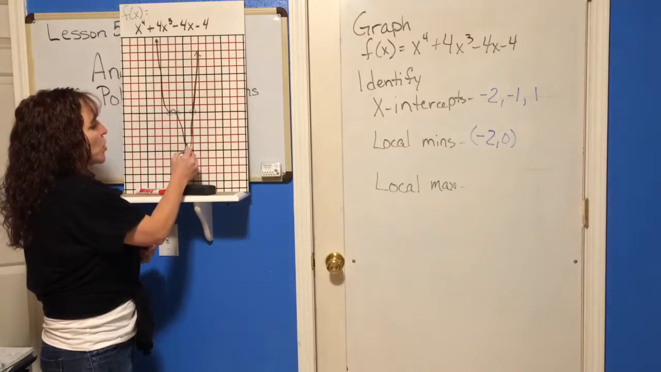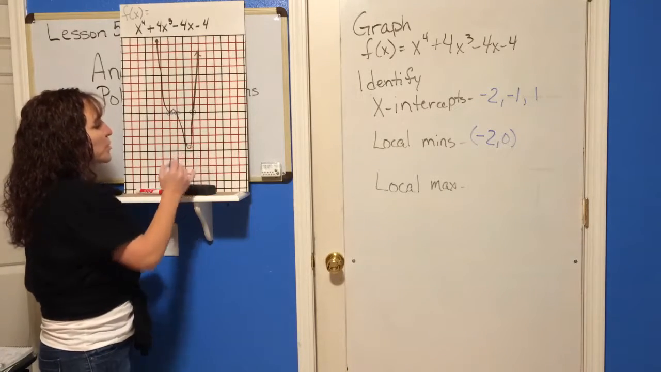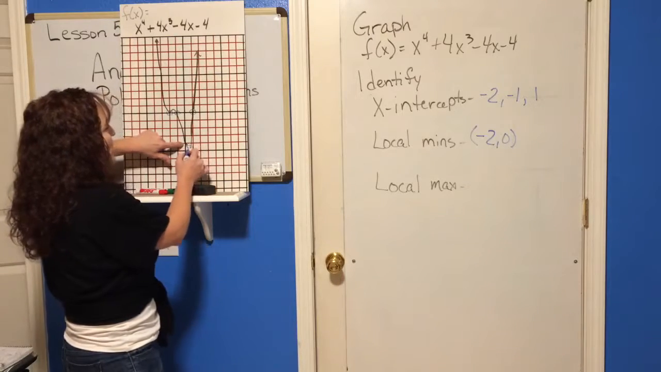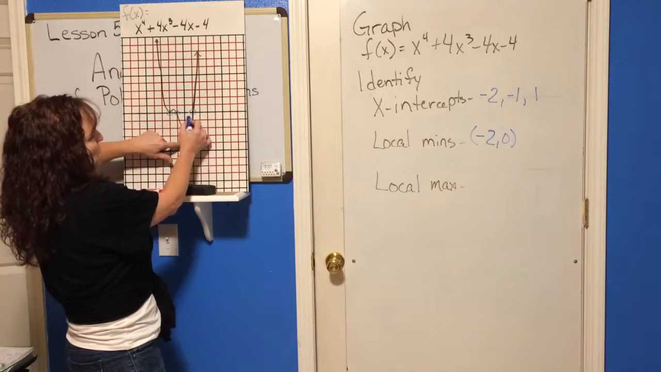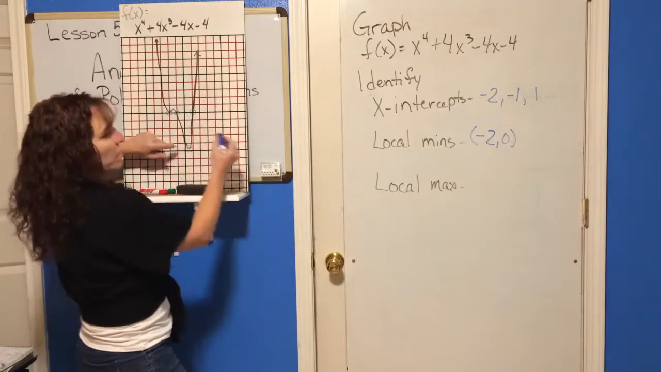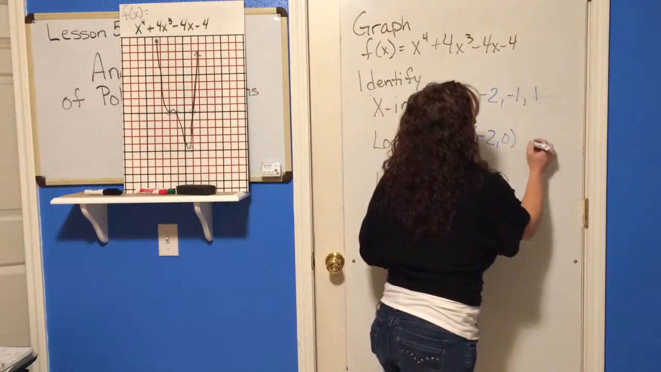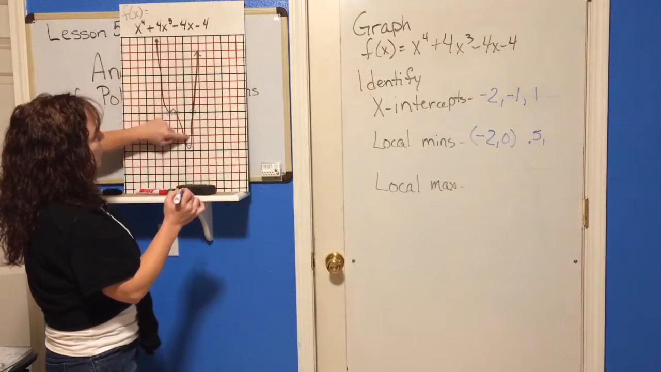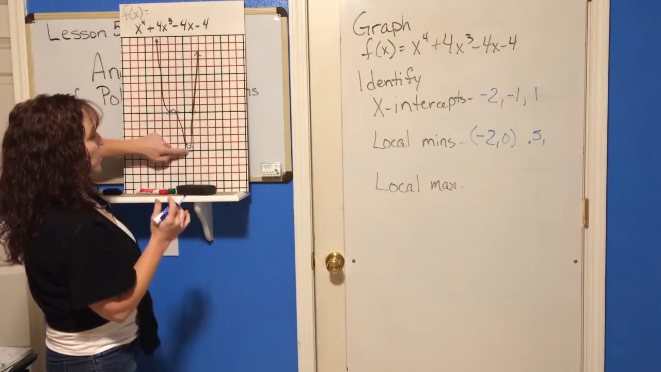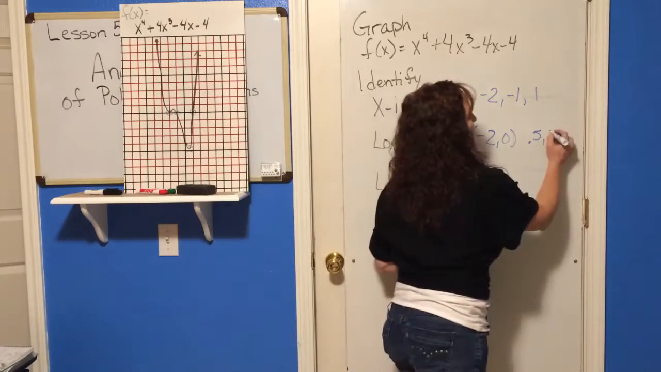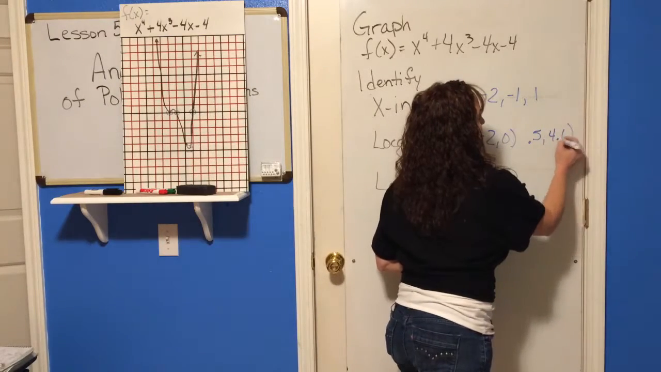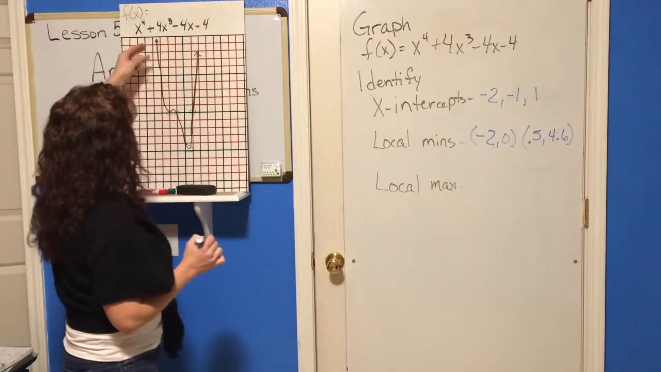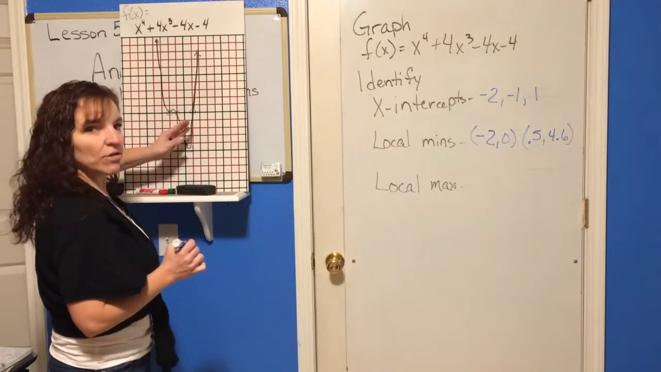And then there's one more local minimum here. Now this is one that's a little bit trickier because it's in the middle of stuff. So it's going to be at about a half. So let's call it 0.5. And then it's going to go down 1, 2, 3, 4, and a little bit more than half. So let's just call it 4.6. And there is the second local minimum, and there's nowhere else that it goes down and then back up.